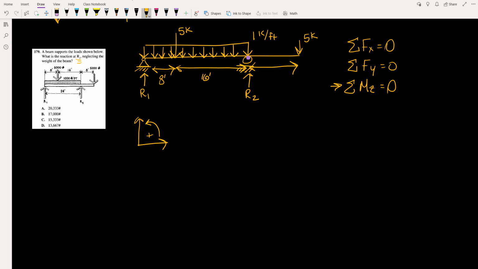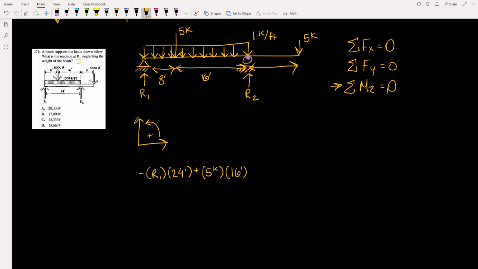So R1 is going to create a clockwise rotation about the joint that I've selected, and so that will be a negative moment, multiplied by the distance to the joint, 24 feet. Next we have this 5 kip force, which is going to cause a counterclockwise rotation, or a positive moment. 5 kips times the perpendicular distance, 16 feet.